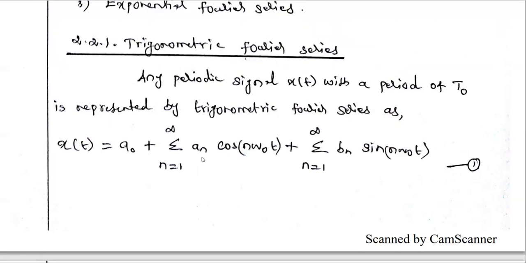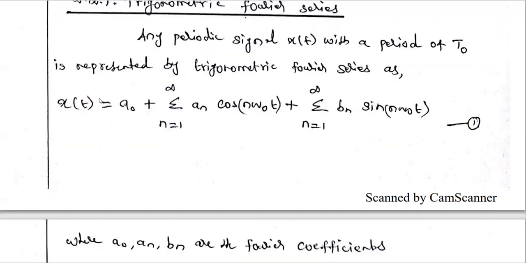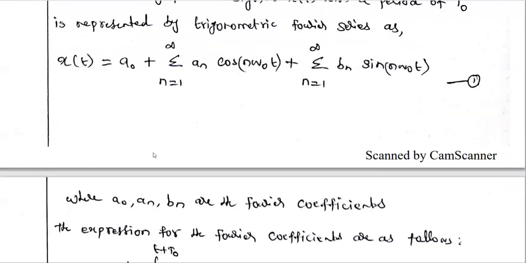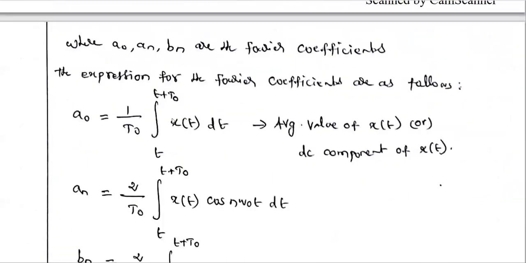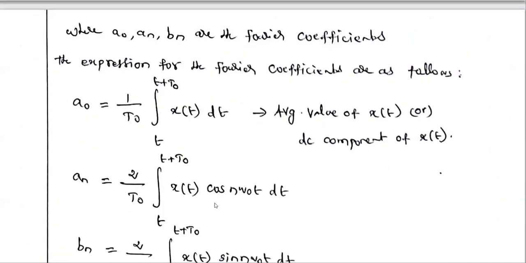Okay. So in this, the values a naught, an, bn are said to be the trigonometric Fourier series coefficients. Okay, a naught, an, bn are the Fourier series coefficients. So we have to calculate these coefficients using the expressions which are as follows.